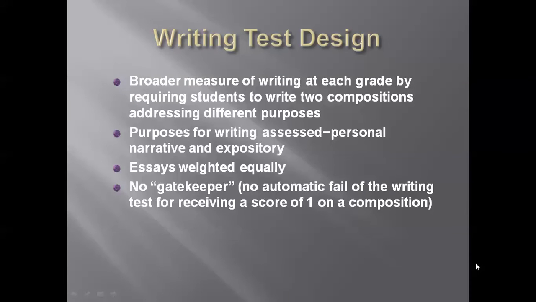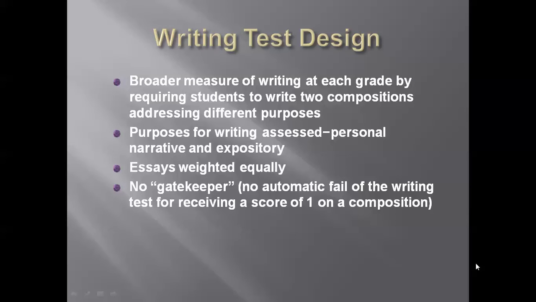And why do we have the writing test? Well, the state tells us it's a broader measure of writing at each grade level, requiring students to write 2 compositions, one being the expository and the other being the personal narrative. They're weighted equally, and there's no gatekeeper. So a student can do well on the compositions and do well on the multiple choice, and they will pass. They may not do so well on the compositions but meet a certain criteria on the multiple choice, and they will pass.